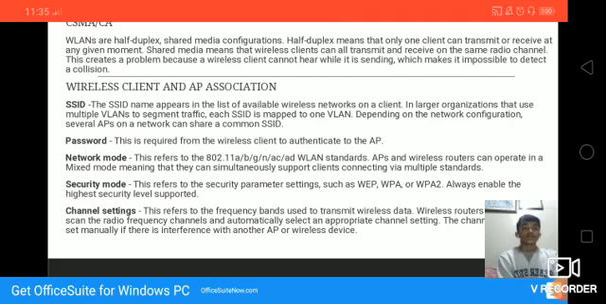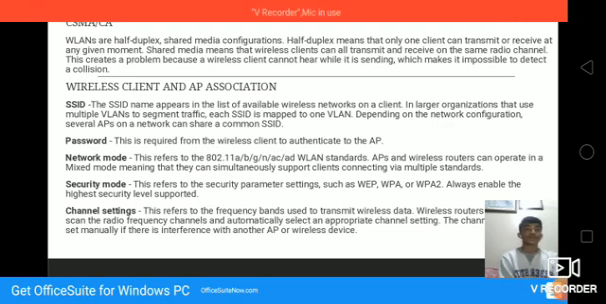CSMA/CA. WLANs are half duplex shared media configurations. Half duplex means that only one client can transmit or receive at any given moment. Shared media means that wireless clients can all transmit and receive on the same radio channel. This creates a problem because a wireless client cannot hear while it's sending, which can make it impossible to detect a collision.